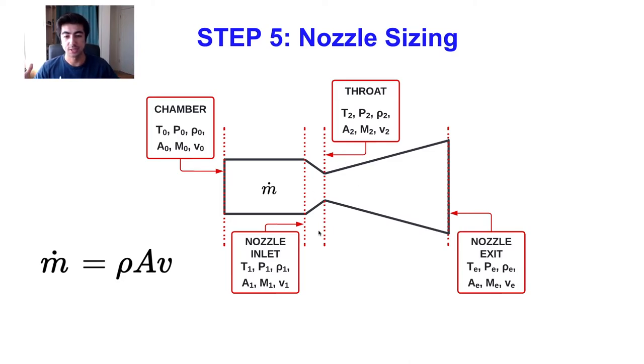And so that should give you a high level idea of how we're going to approach this problem, right? We want to find areas at different points. We can do that by finding densities at different points, the mass flow rate, and velocity at different points. And we'll see exactly how we do that with the information that we're starting with, right? The parameters that we've decided up to this point.